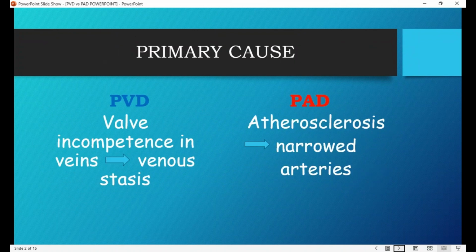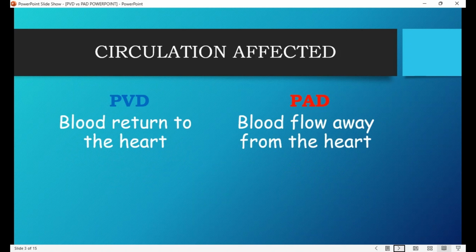Okay, so the primary cause of PVD, or peripheral venous disease, is valve incompetence in the vein, which is venostasis. In peripheral arterial disease, we have atherosclerosis, which is pretty much a narrowing of the arteries. How circulation is affected: with PVD, the blood return to the heart is affected, so blood coming from the outer extremities to the heart. In PAD, the blood flow away from the heart is affected, so your oxygenated blood has difficulty leaving the heart and going to the extremities.